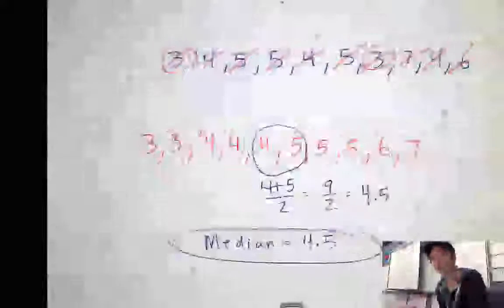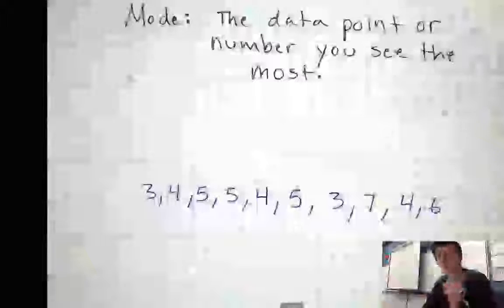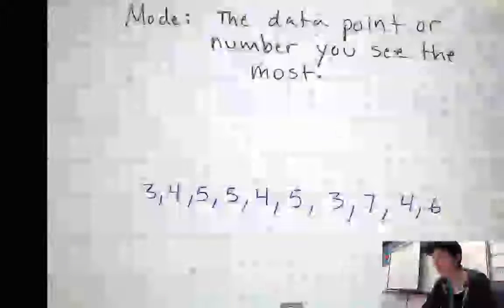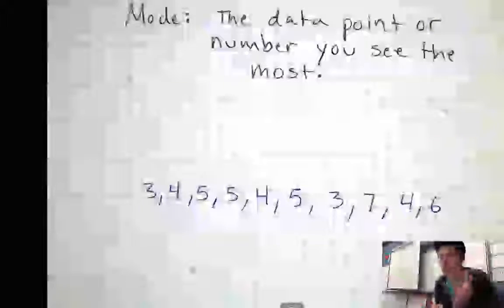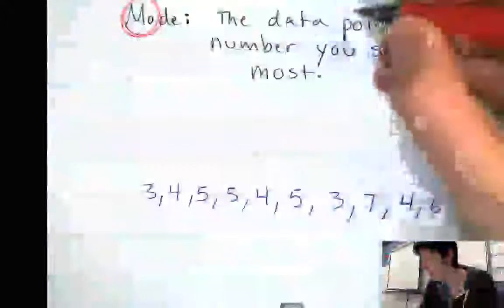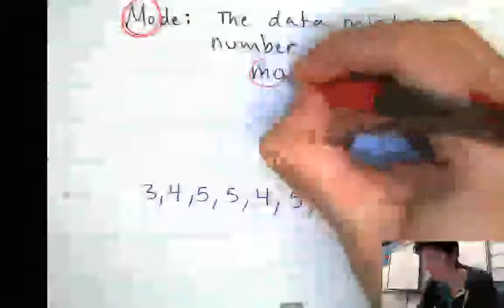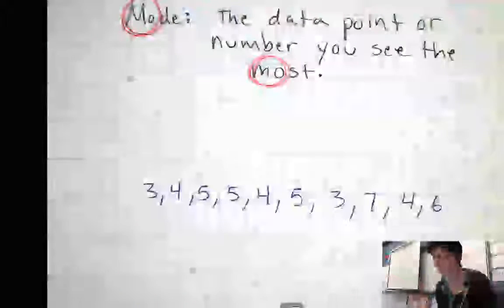Let's talk about the mode. The mode is the number that measures the most of what's going on. So mode is the data point or the number you see the most in the data. What number do you see the most? And if you're mixing these up and forgetting which one's mean, median, and mode, mode has the MO for mode. And I always remember the word most has MO also. So mode and most. Just a way I kind of remember these things.